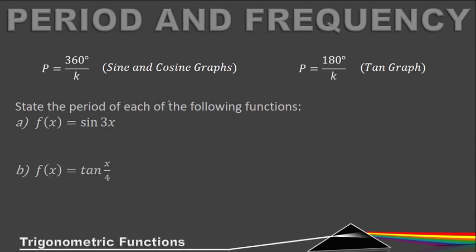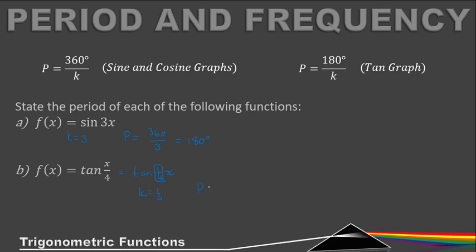Now let's look at the question being asked: state the period of each of the following functions. We have sin 3x, and therefore we have the k value. So the k value is equal to 3, and we're going to use these formulas to find the period. So the period is equal to 360 over 3, and therefore our period is 180 degrees. Or we can be asked to find it for y equals tan of x over 4. I'm just going to rewrite it as tan of 1 over 4 x. Then this is my k value. So k is equal to 1 over 4.